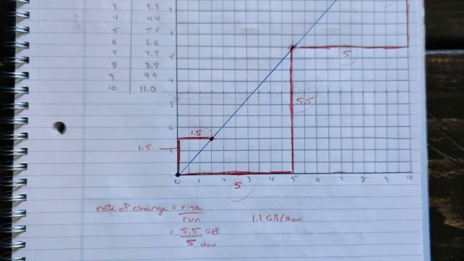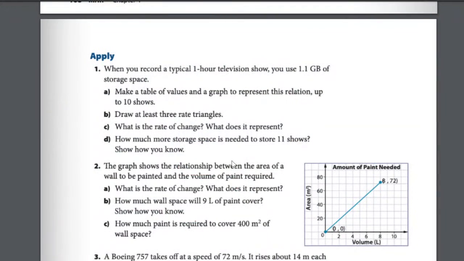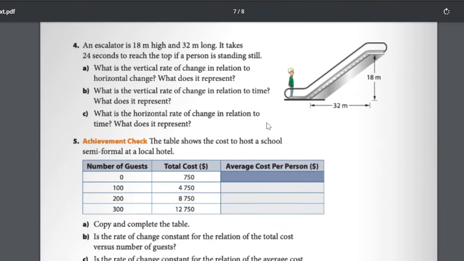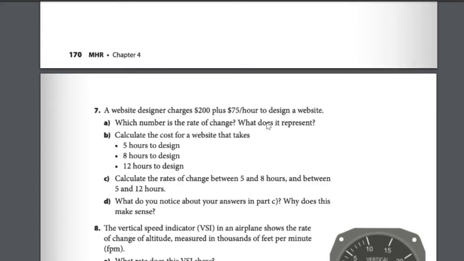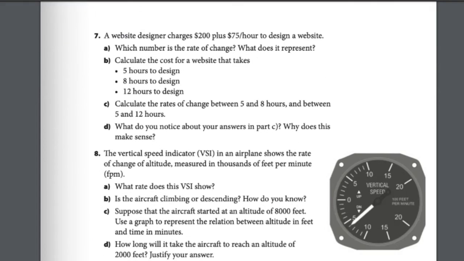All right. I wanted to do one more quick summary question here, just to get a couple of concepts, more talk about it than do much work, and then that'll be it for this one, and that's number 7. So question number 7 here: a web designer charges $200 plus $75 an hour to design a website. What number is the rate of change?